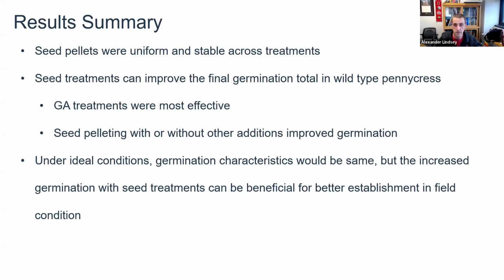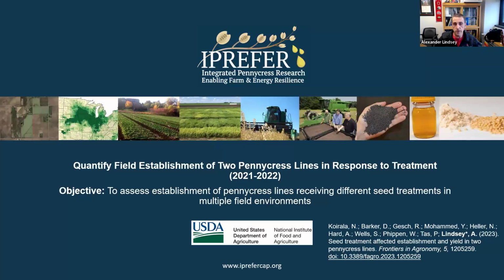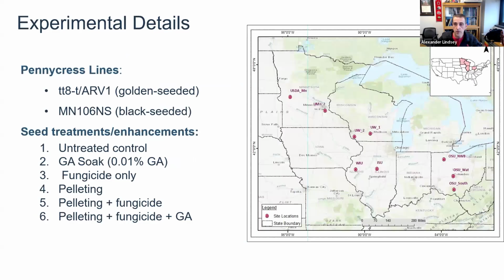And so that kind of led us to our next experiment where we wanted to look at, okay, we know that we can increase germination in the lab, but what about in the field? Would field establishment of pennycress improve with our seed treatments? And so we collaborated with the different I-Prefer institutions and ended up establishing pennycress sites at 3 locations in Ohio, 2 in Illinois, 2 in Wisconsin, and 2 in Minnesota. And we ended up going back to the golden seeded, which is kind of the newer commercial version, and our standard black seeded that we had been using in the previous experiments.